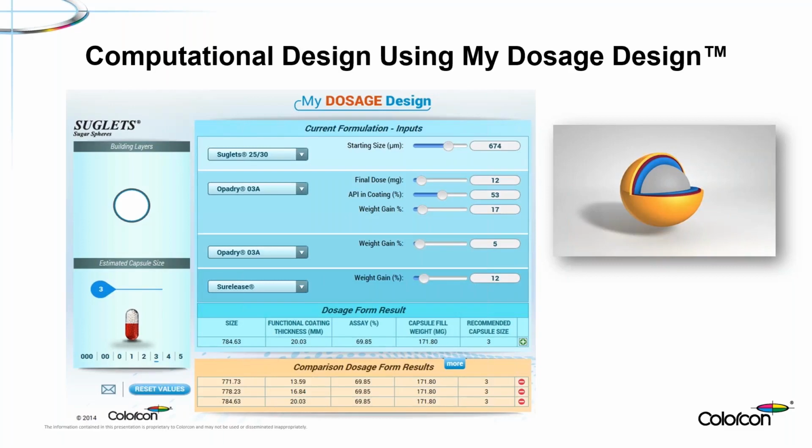By calculating these product characteristics prior to initiating laboratory trials, we can avoid time-consuming and costly experimentation. Input functions to the design tool include starting substrate size, desired final dose, and coating layer information. Output calculations include intermediate and finished product particle size, film thickness information, coating coverage, assay, and capsule fill volumes.